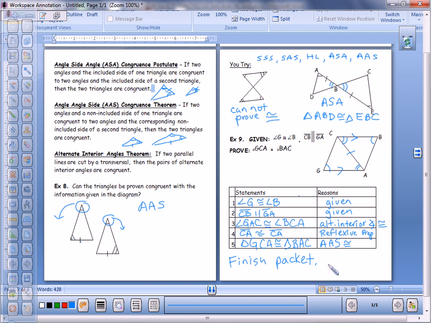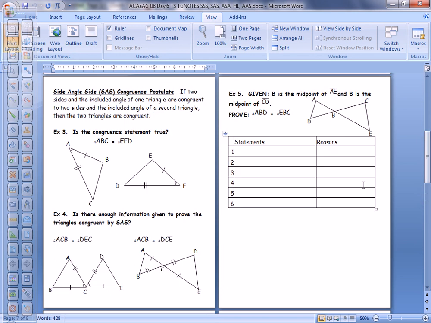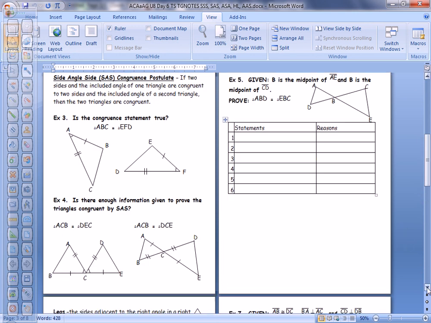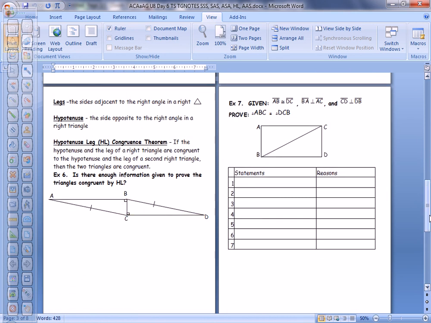Okay, if you're in 4th or 6th, you can go ahead and click the video. For 5th period, I'm going to head back over to the hypotenuse leg we didn't get to yesterday. Let's see if I can find it. I've changed the order of the worksheet, so you may have to hunt through your packet just a bit.